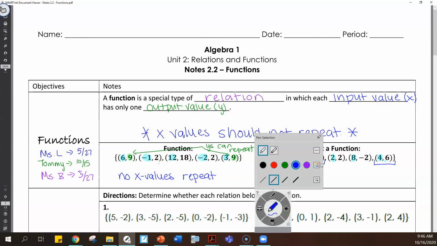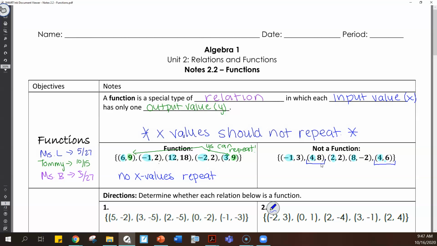Okay, so if the question is, is this a function? The answer is no. Okay, so this tells me that 4 has more than one output. Okay, I plugged in 4 and got 8, then I plugged in 4 another time and got 6. This isn't necessarily a problem, but it means that it is not a function.